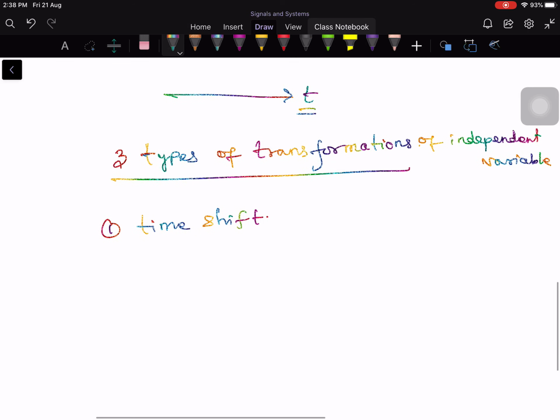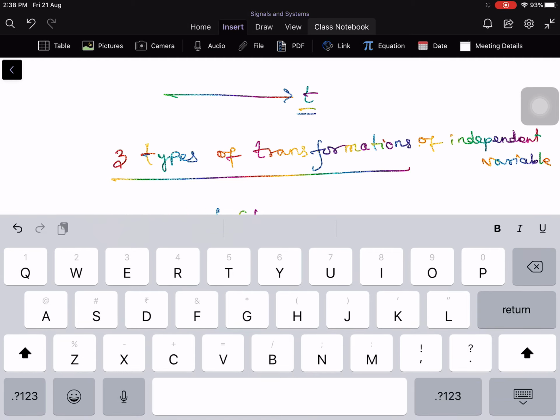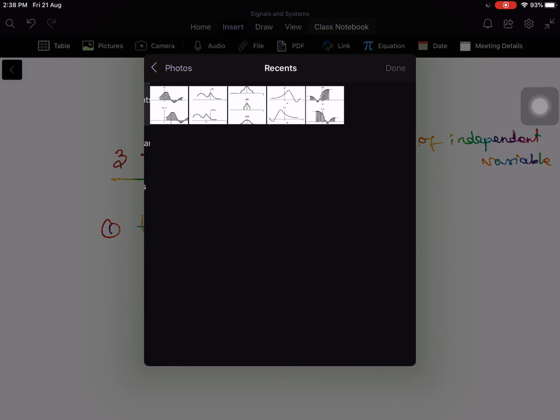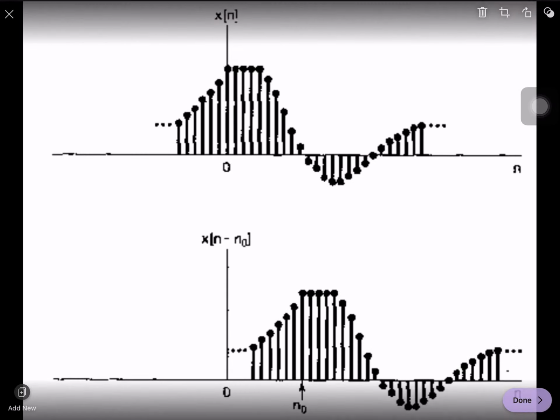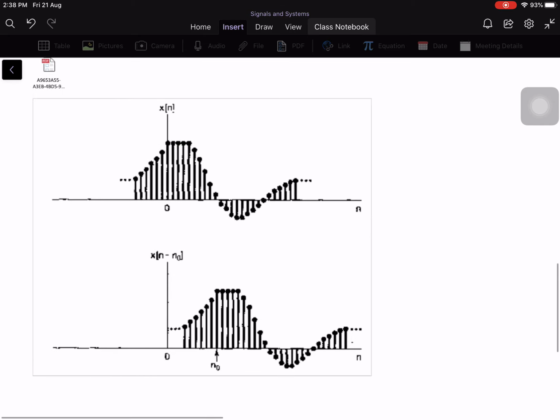A time shift in a discrete time signal we will consider, because that is easier to understand than in the continuous time case. So let me insert a figure. Let me take this figure.